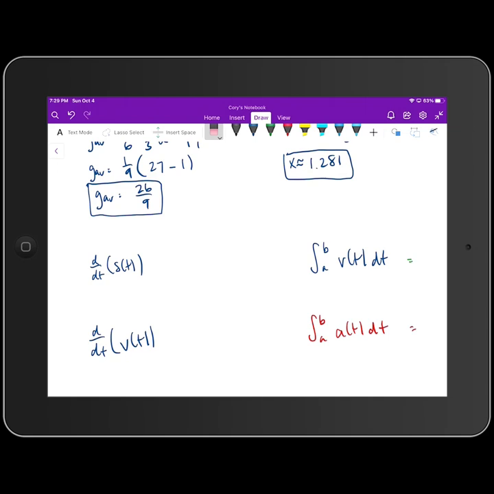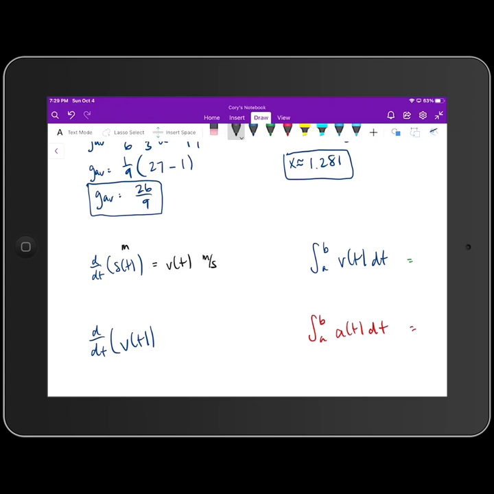Okay, so let's say we are given a position function, s of t, and then we're asked to find the derivative with respect to t of that function. Okay, so we should know that when we take the derivative of a position function, that is going to give us the velocity function. Now, let's say position is measured in meters and time is measured in seconds. So when we take the derivative of position, that gives us velocity. So we know our unit of measure for velocity is going to be meters per second.